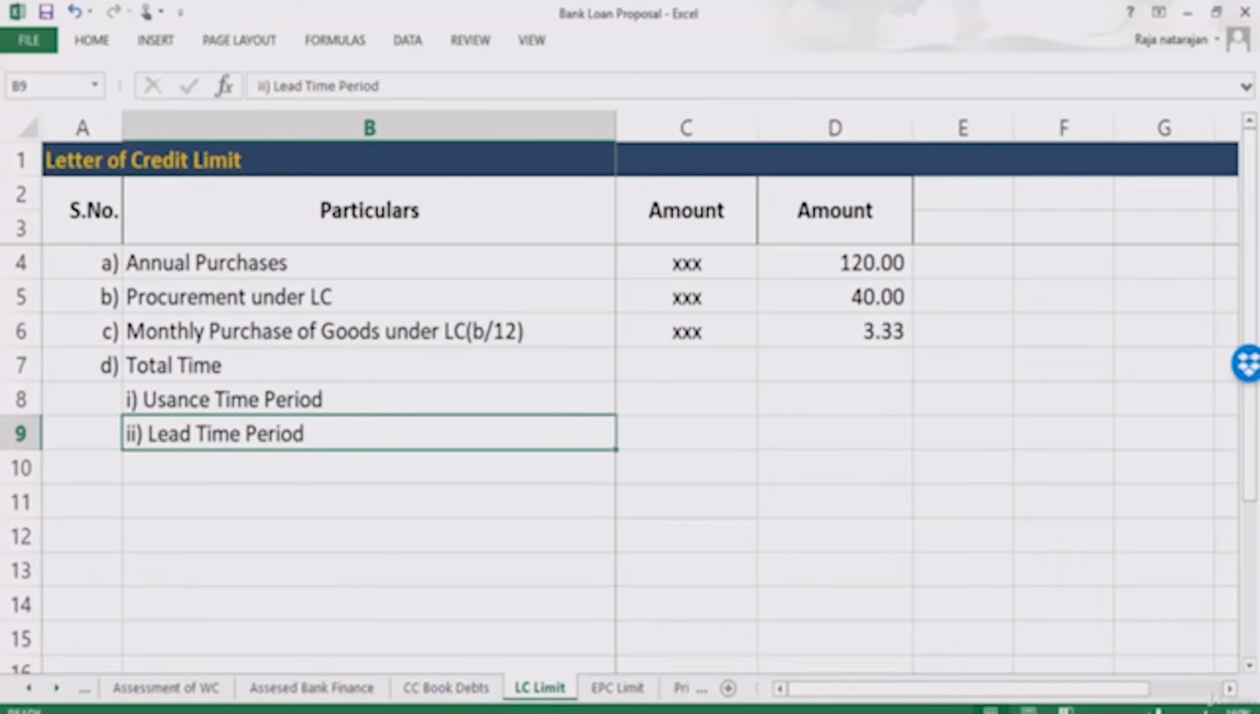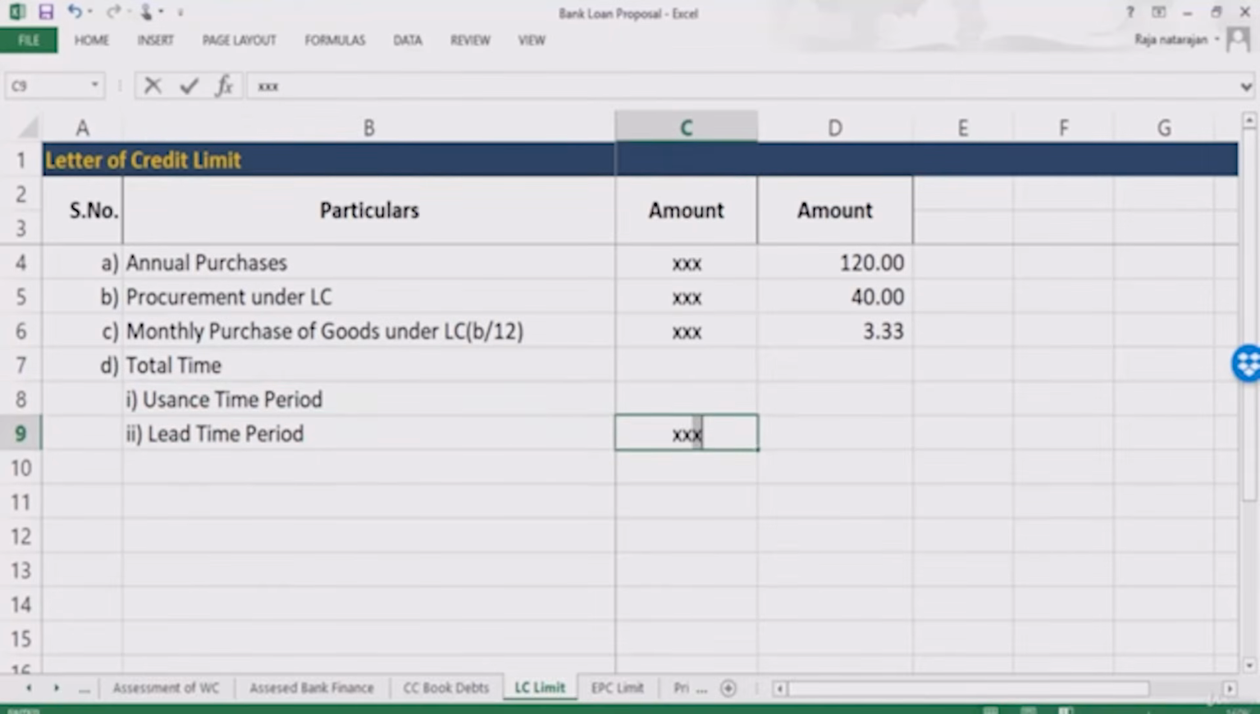Let's say the bank's customer has placed order with supplier and supplier is going to take 21 days for executing that order. So that's the lead time period. And usance time period is the credit period which he gives. Let's say for example, if a customer makes an order today, the supplier will take 15 days to manufacture those goods, and supplier is also giving 45 days credit. So if I order goods today, it will take 15 days for manufacturing, and from there 45 days count will start. So if I order today, payment will happen only on the 60th day. So we can say total time taken is 45 plus 15, 60 days.